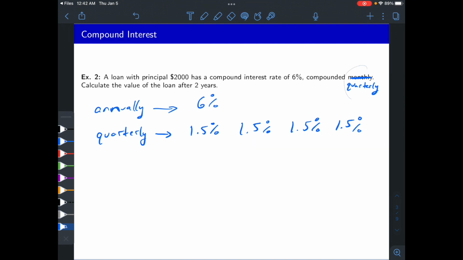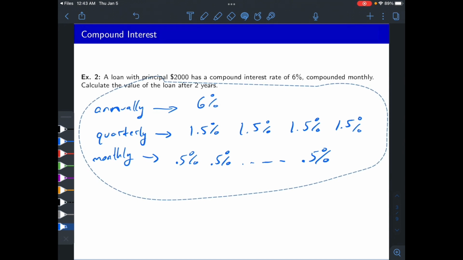And then if you're compounding monthly, well, now we take that 6% and divide it over 12 months. What's 6 divided by 12? 6 over 12 is just a half. So the rate is 0.5%. And then you just do this 12 times. Just imagine that I wrote 0.5% 12 times here. And that would be what it means to be compounding monthly. Okay.